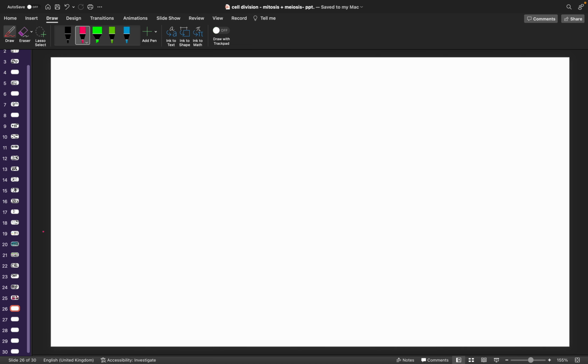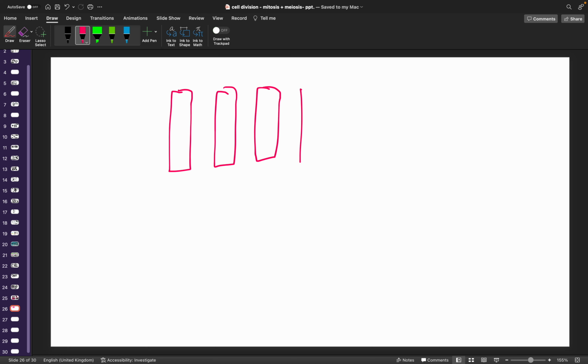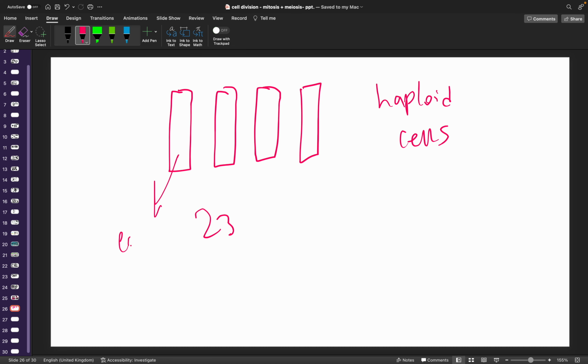So each cell has 23 pairs. So we're going to get four cells created from one diploid cell, right? So now we have 4 haploid cells, each with 23 chromosomes and no pairs created. And the haploid cells from the mother will go to form egg cells. And if meiosis is happening in a man, this will go to form sperm cells.